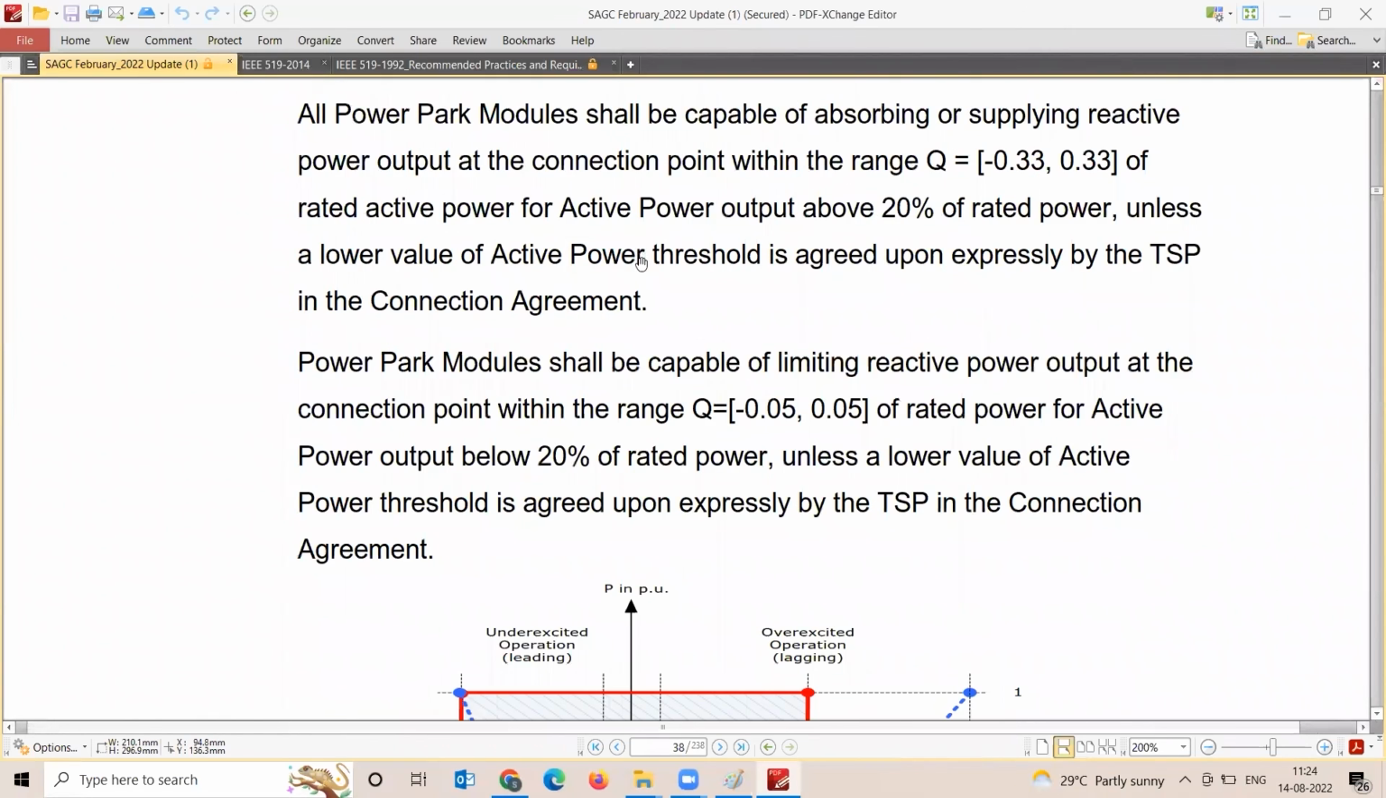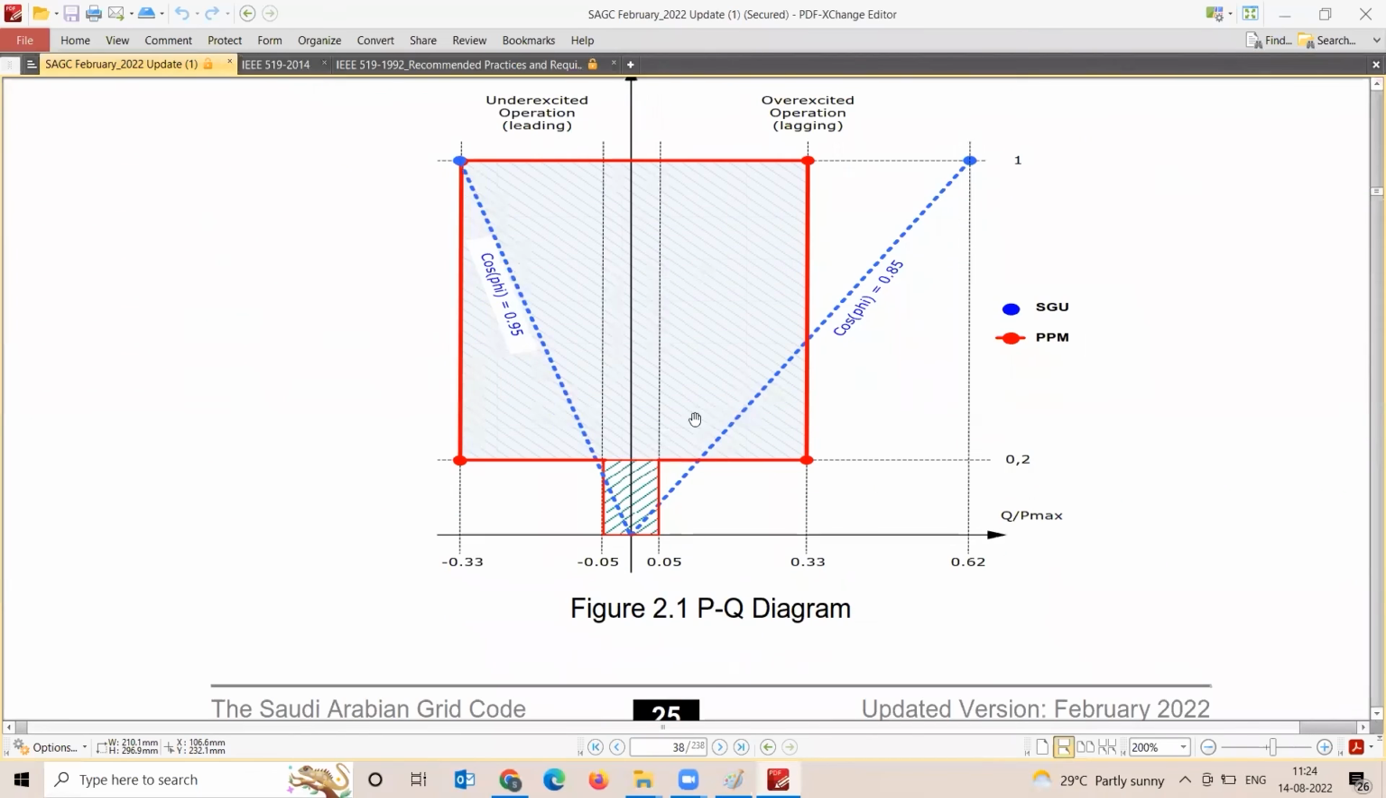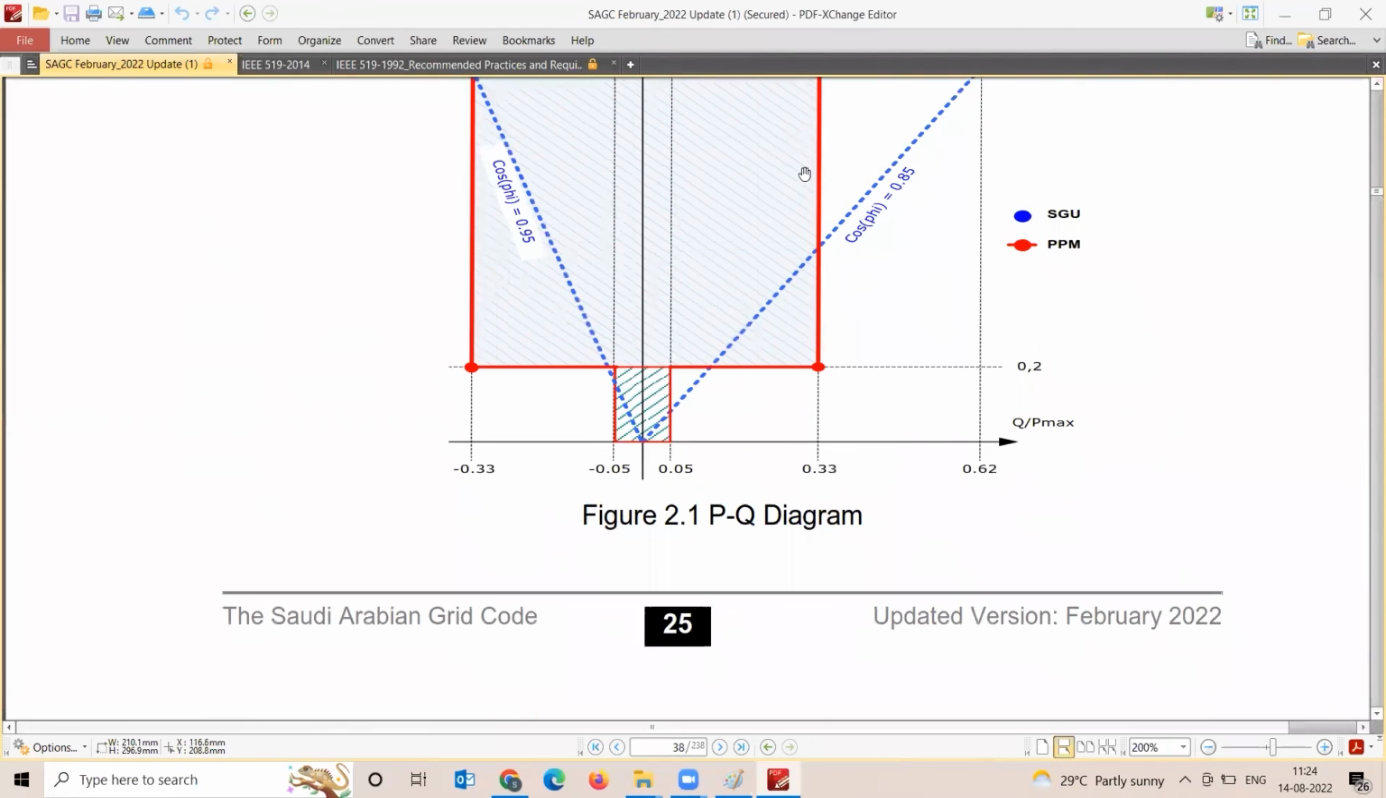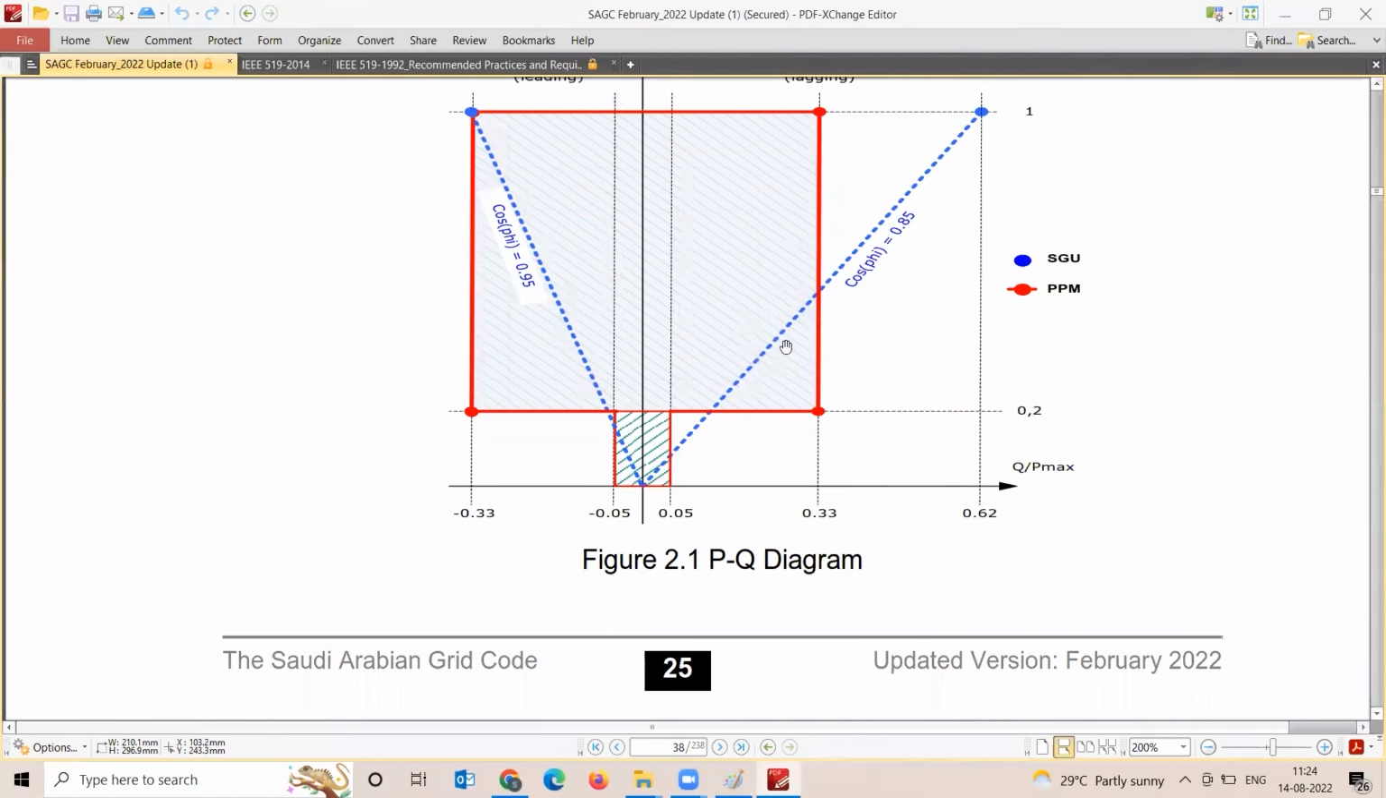And I guess the graph says this clearly. When we say 0.85 lag, the y-axis is real power P and the x-axis is Q. Q increases with increase in P, both in lagging mode and leading mode. That's the blue one, which is for synchronous generating units.